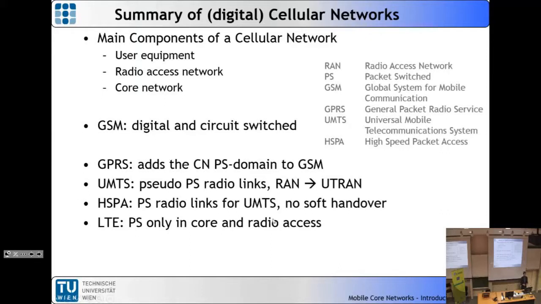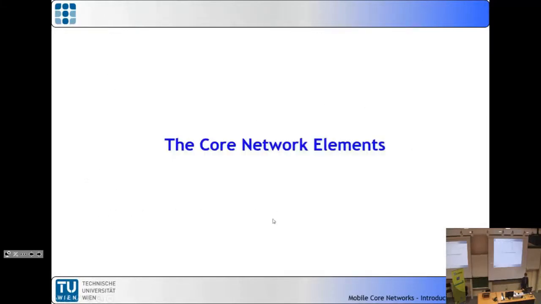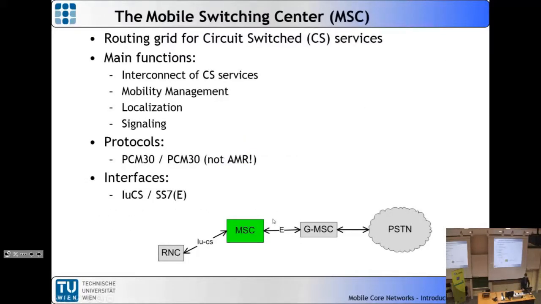We have started off in GSM with the digital connection for voice only, so circuit switched basically, and we have ended in LTE, packet switched only. So there we have only packets to be transmitted in the end. What are these elements now?